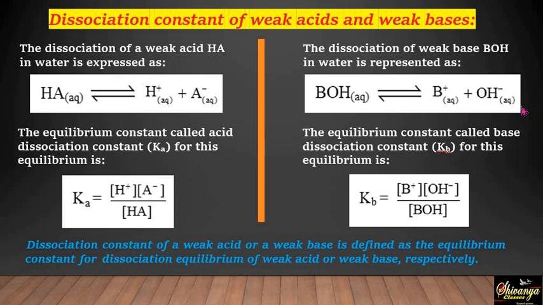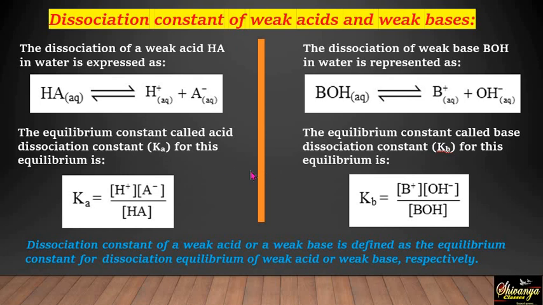It is the ratio of concentration of ions divided by concentration of unionized molecules. So Kb is equal to concentration of B+ and OH- divided by concentration of BOH. Dissociation constant of a weak acid or a weak base is defined as the equilibrium constant for dissociation equilibrium of the weak acid or weak base respectively.